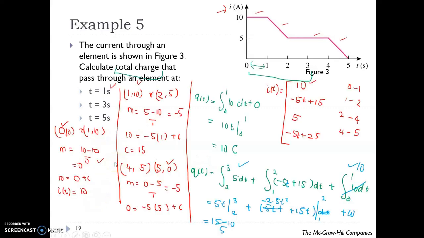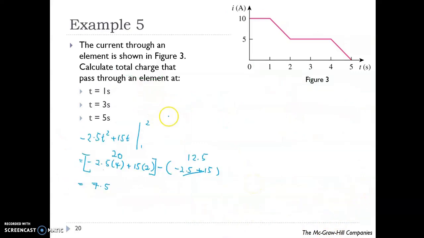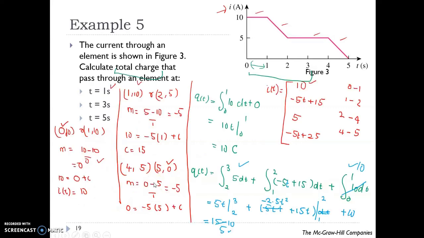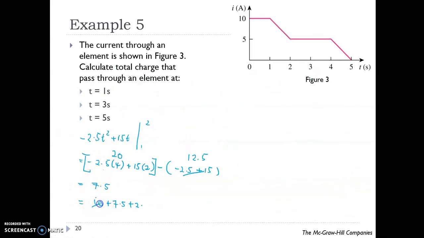And previously you have, from 2 to 3, 5, and from 0 to 1, 10. So you just add everything: 10 plus 7.5 plus 5. Here should be 5 and here should be 10. So 5 plus 7.5 plus 10 is 22.5 coulomb. Okay.